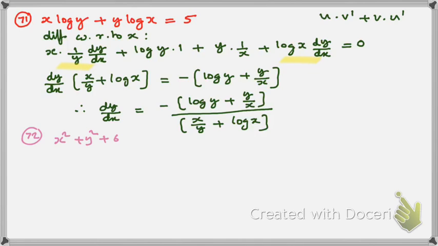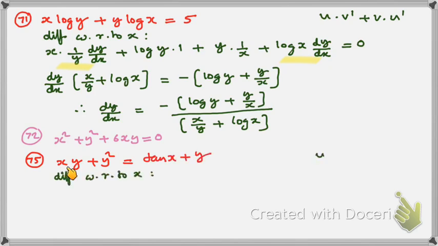So this is for you. x square plus y square minus 6xy is equal to 0. This is implicit, and when you differentiate, x square will be direct, y square will be 2y into dy by dx, but this is product rule, 6x into y. You should pause the video and do that question before you go on to the next one.